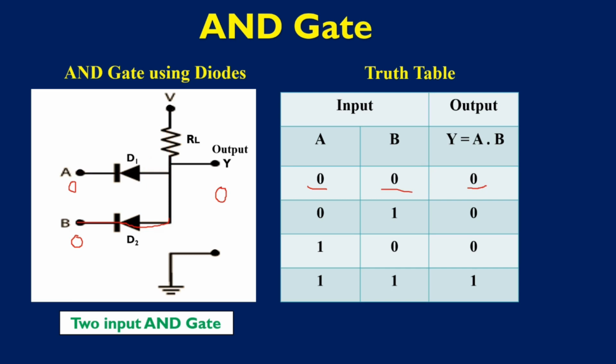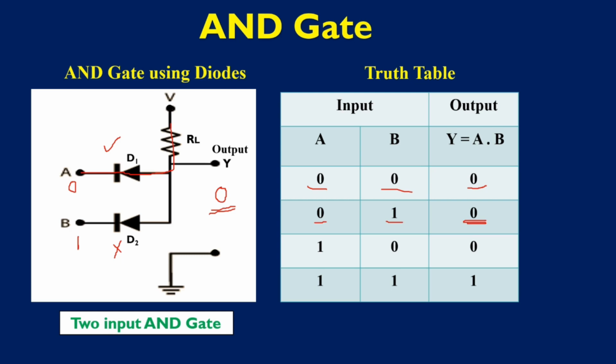Now I am changing the input condition. I am making A as 0 and B as 1. Now diode D1 is forward biased, it will conduct, and diode D2 is reverse biased, it will not conduct. Because diode D1 is conducting, the entire current flows through this diode to the ground and there will be no output here. So when A is 0, B is 1, the output is 0.